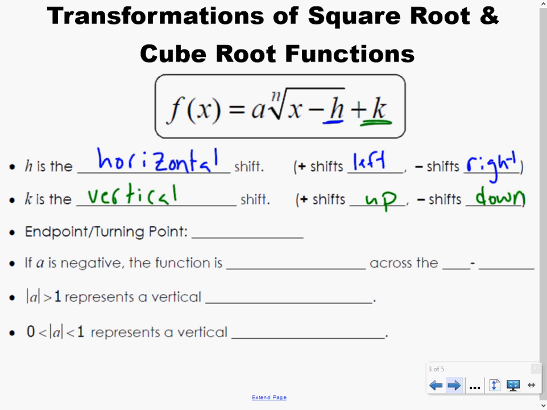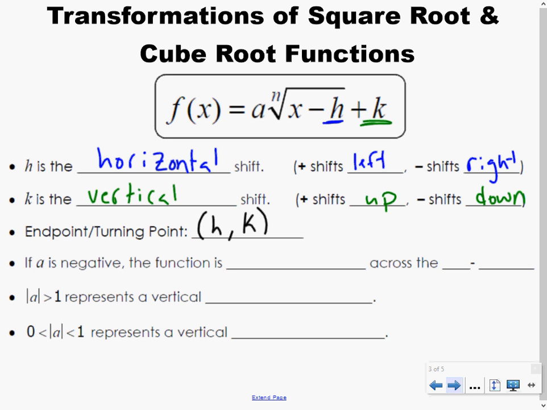That endpoint is going to be found just by really combining your h and k values. However much you moved it up, down, right, left, that's going to move your endpoint, right? So if I, let's say, shift my square root function left 2, that means my endpoint, which starts at the origin, is also going to shift left 2.